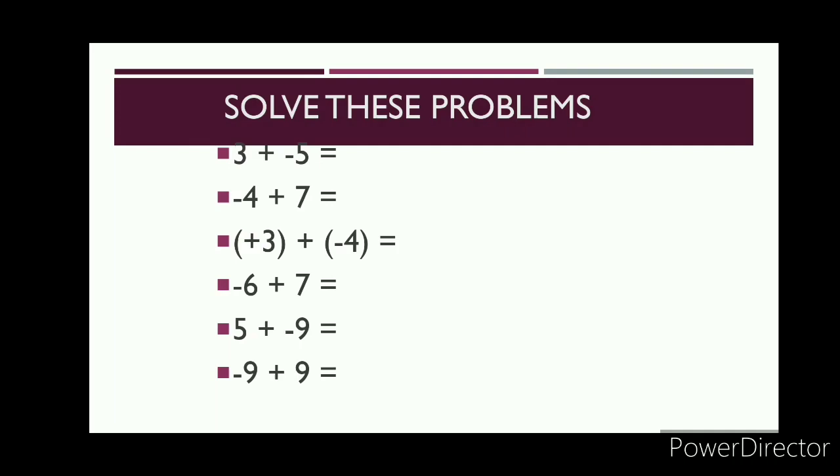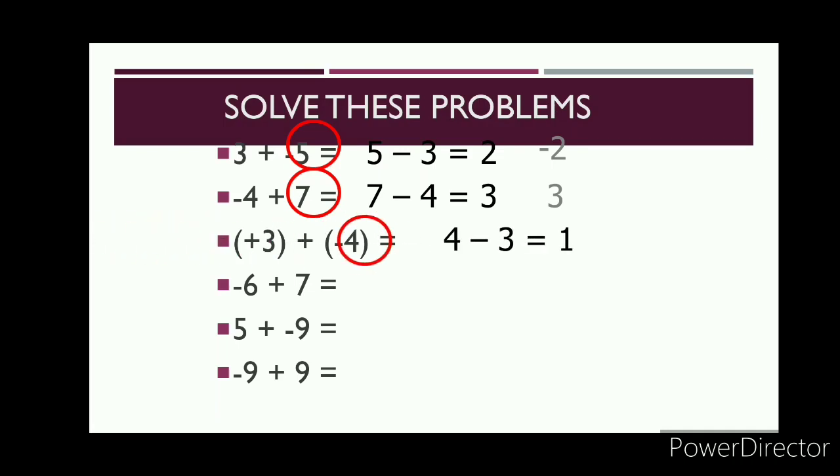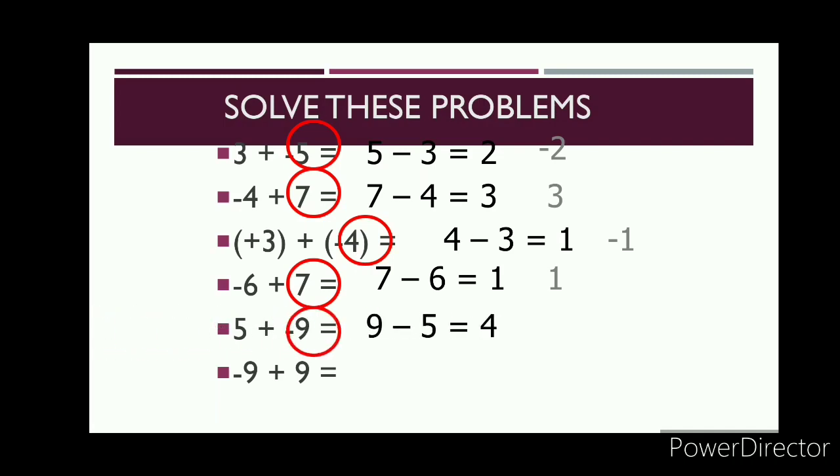So, pay attention and watch carefully how I am solving all these examples. 5 minus 3 equal to 2. 5 has the minus sign, so in the answer minus. 7 minus 4 equal to 3. 7 has the plus sign, so plus sign in the answer. 4 minus 3 equal to 1. 4 is minus, so minus sign in the answer. Similarly, the fourth one, fifth one and sixth one. If you observe, you can understand. Is it clear, children? Last one, 9 minus 9 equal to 0. 0 is a signless number. It is always positive.